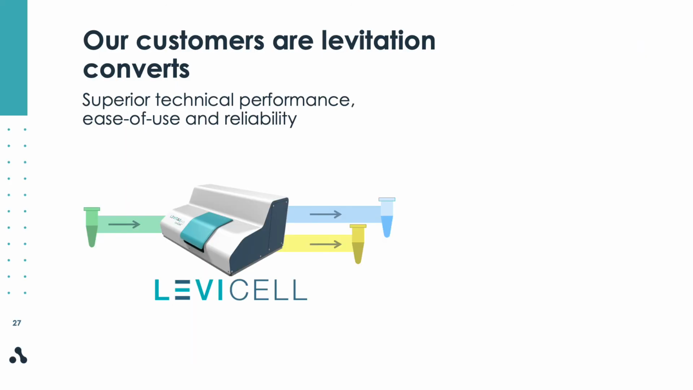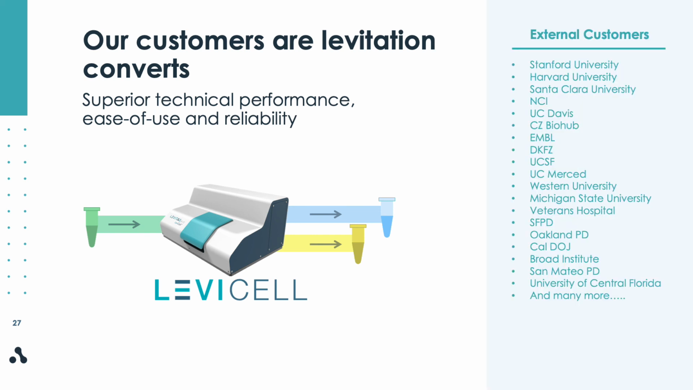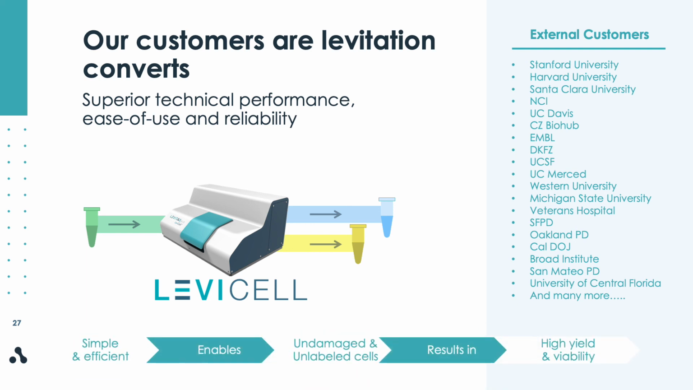Now, our customers speak for our technology. We have a huge number of customers who are Levitation converts. And what they really point out to us is that the beauty of the platform lies in three different things. It is simple and efficient, and because of that, it enables them to collect undamaged and unlabeled cells. And as a result, this means high yield and high viabilities, which directly enable downstream analysis and different use cases.